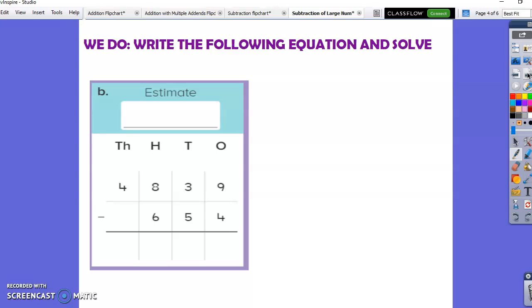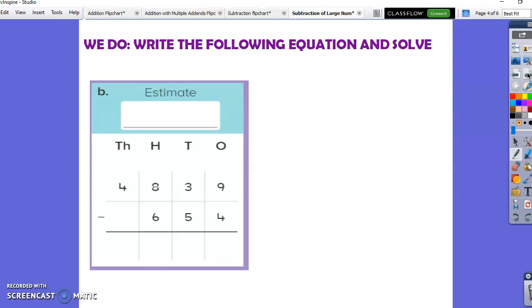Again, if you want to put your place value homes and the abbreviations for thousands, hundreds, 10,000s, and ones, you can. But I do want you to make sure you have your digits lined up. Write 4,839 minus 654.